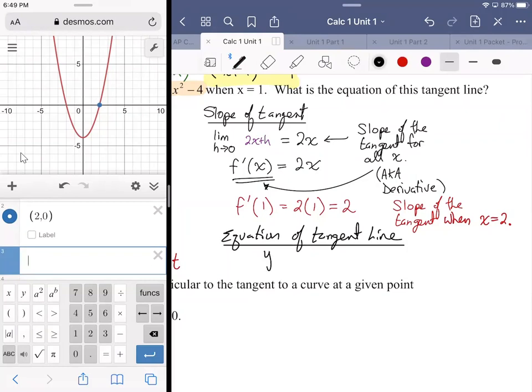I would use the point slope form, y equals m times x minus x1 plus y1. But I would actually modify it to be consistent with the notation that we're using here. Right? So it would actually be y is equal to f prime of a times x minus a plus f of a. Right? Where a is some constant value.